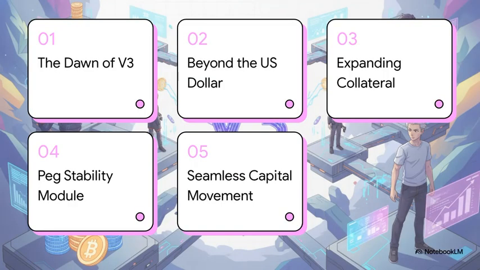To cover all this dense DeFi info efficiently, here's our quick roadmap. First up, the dawn of V3. Second, we're going beyond the US dollar. Third, expanding collateral markets. Fourth, we'll hit the peg stability module. And finally, seamless capital movement.